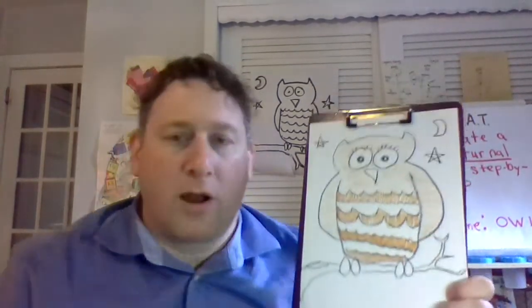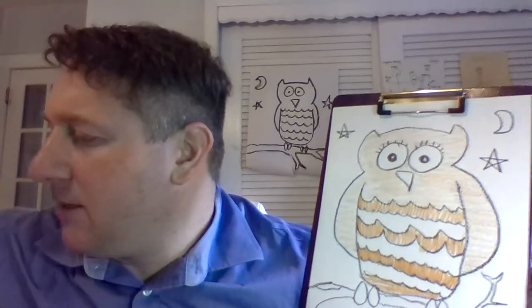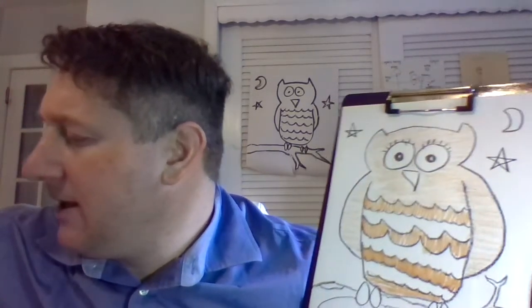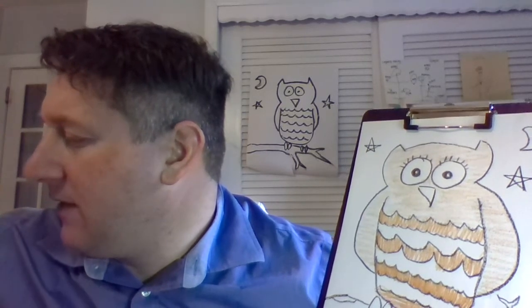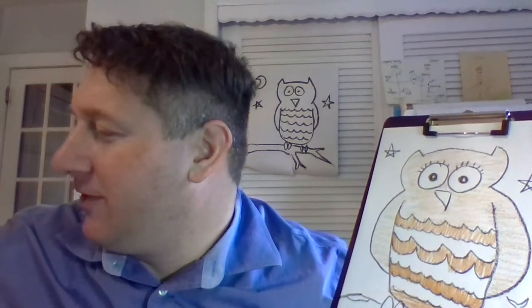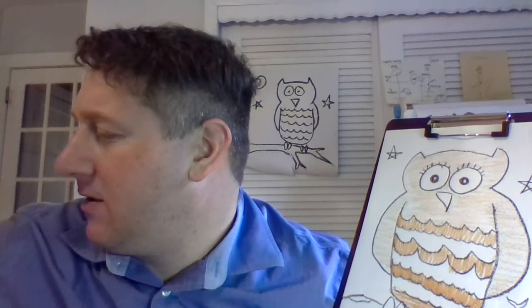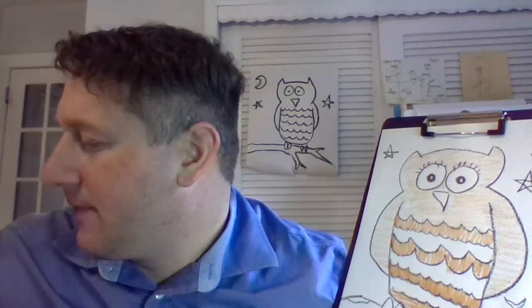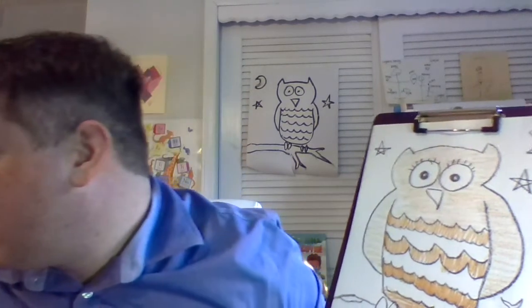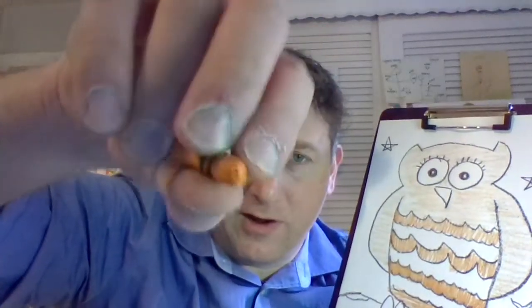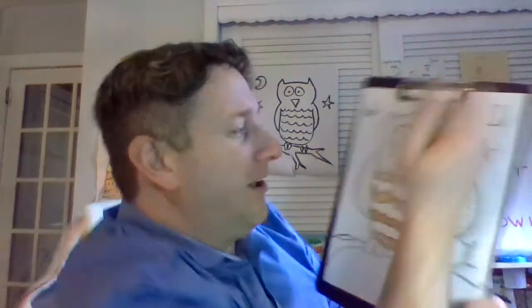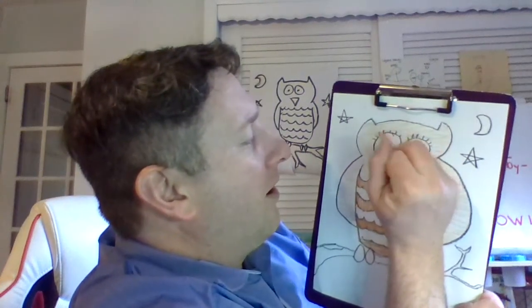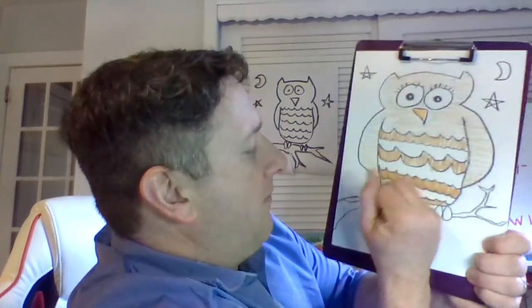I'm going to now work on the beak, and I'm going to turn the beak and the feet the same color. Oh, is this the color I think it might be? Nope. That's okay. I'm going to use this color. What color is this? That's right. Orange. I'm going to color in the beak and the feet.